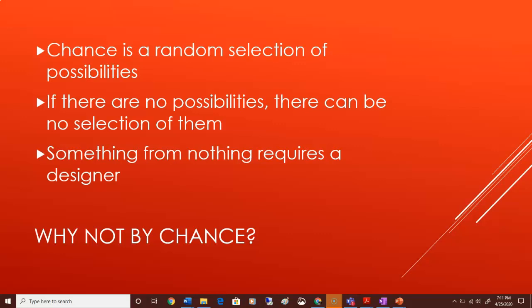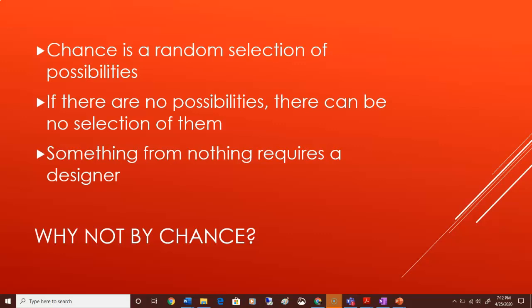The thing is that at the Big Bang there were no possibilities, so you can't have a selection of them. Chance says, well, if I've got these different things and I try to draw from which one, well, one will come in.